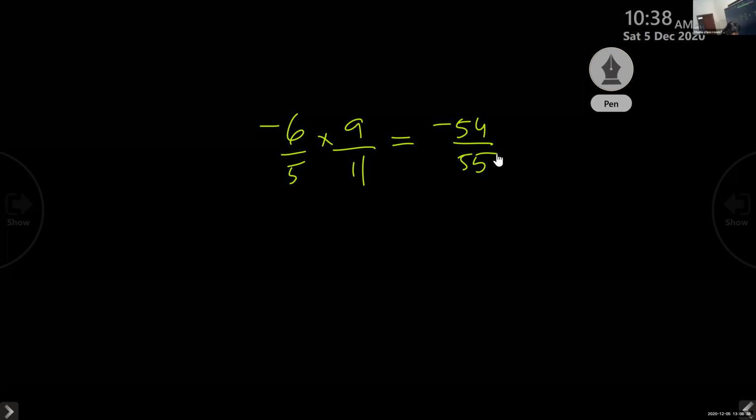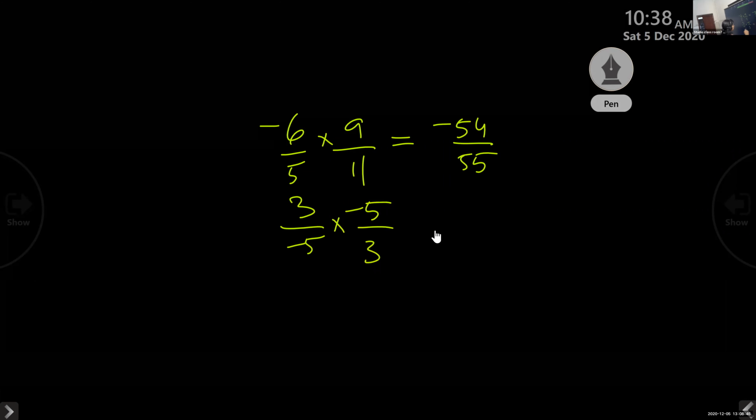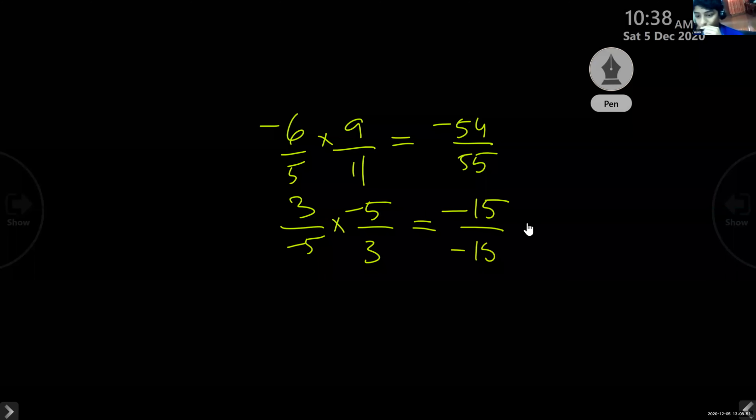One more question. It is very easy. 3 by negative 5 into negative 5 by 3. What is the answer? Ma'am, negative 15 by negative 15. It is 15 by 15. The answer is positive 1. That's all.